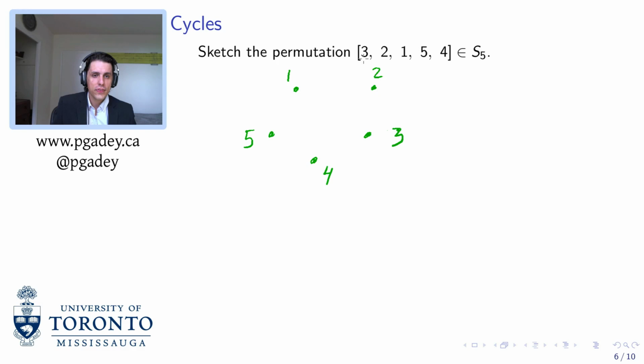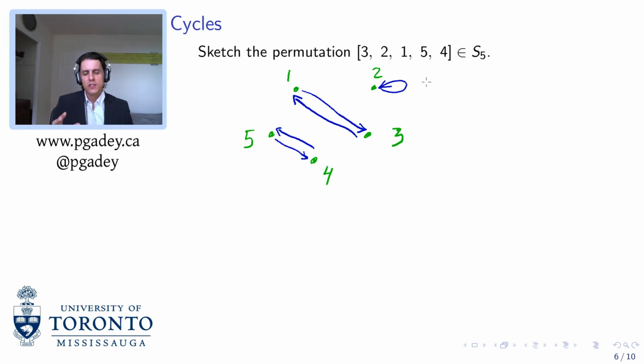So the first element 1 gets sent to 3. The second element 2 gets sent to 2. The third element gets sent to 1. The fourth element gets sent to 5. And the fifth element gets sent to 4.